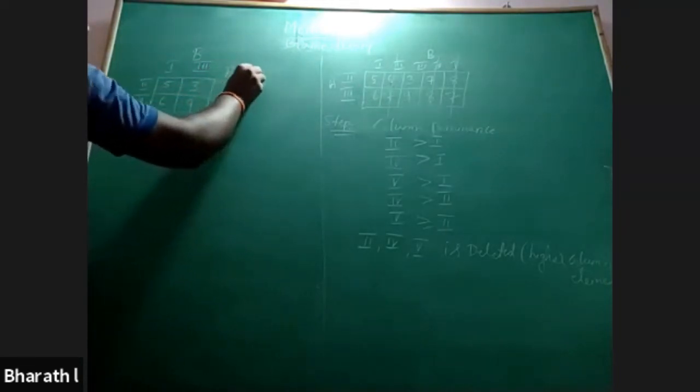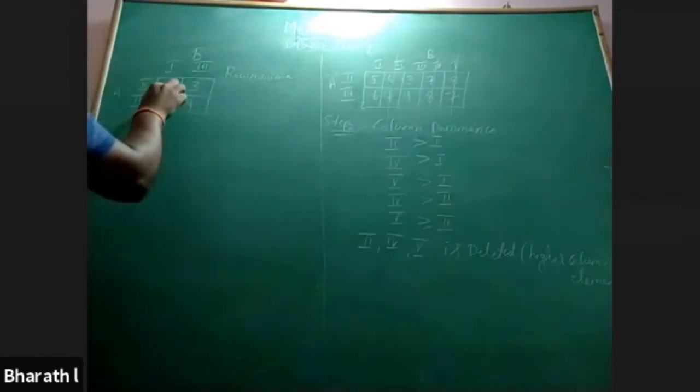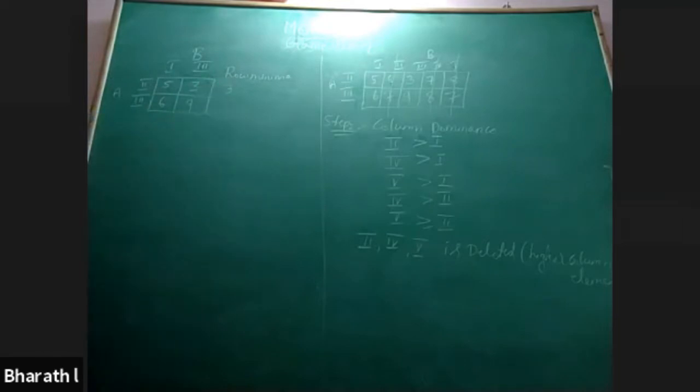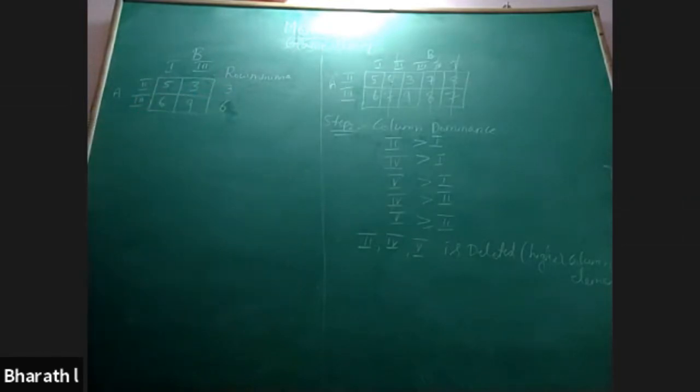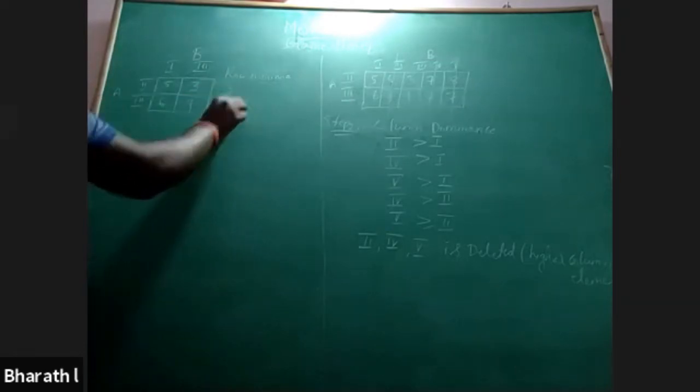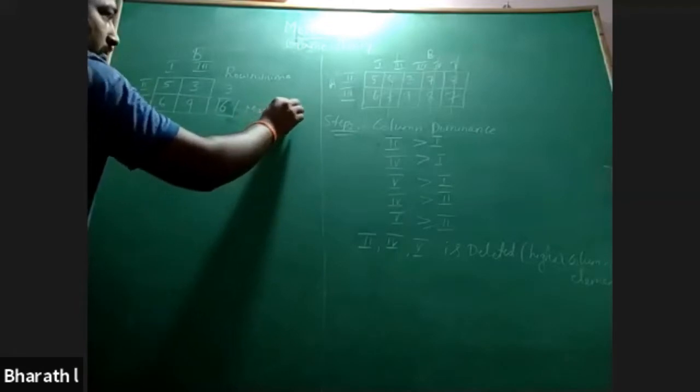Then here you write row minima. Out of 5, 3, minimum is 3. Then 6, 9, minimum is 6. Out of these minima, maximum is 6. Here you write maximin.